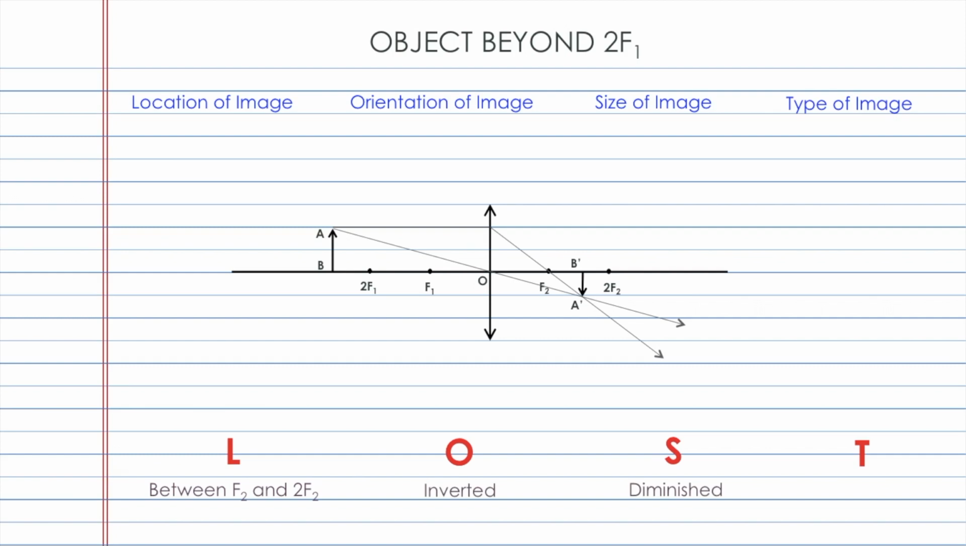The size is diminished because while the object is 2 lines tall, the image is not 2 lines tall. The type is real because the rays of light actually meet to form the image. So we will now consider several cases where the object is located at several different locations.